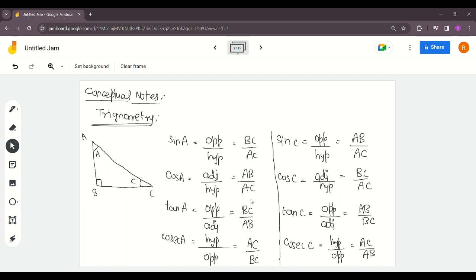And tan C is nothing but opposite by adjacent. So it is nothing but AB by BC. Similarly, cosec is the reciprocal of sine.